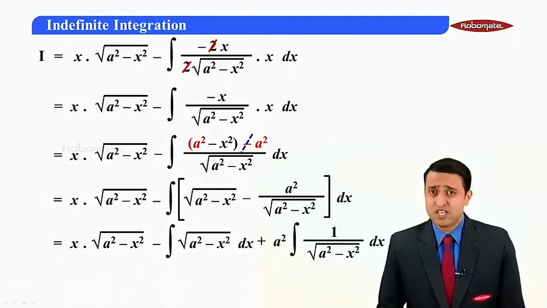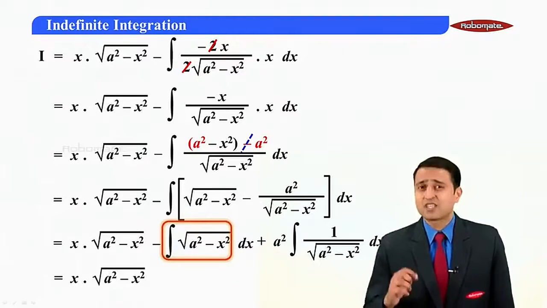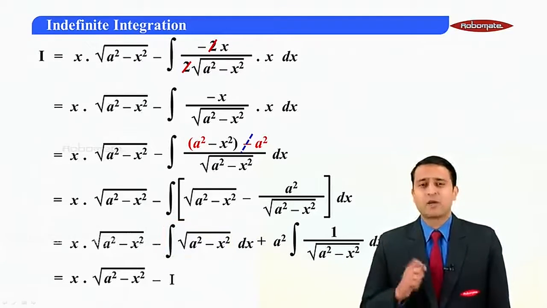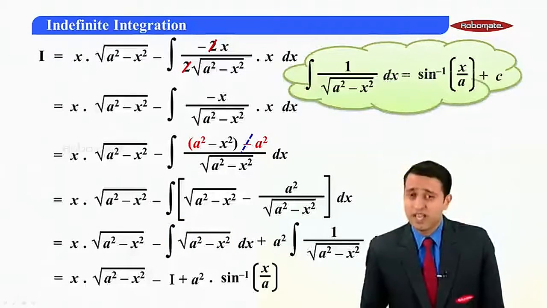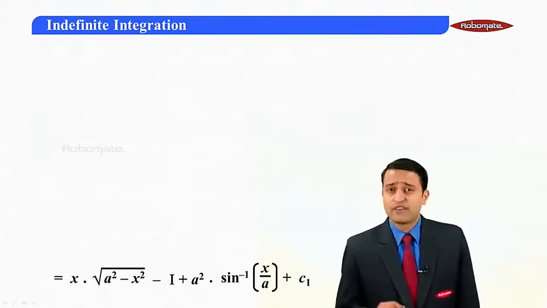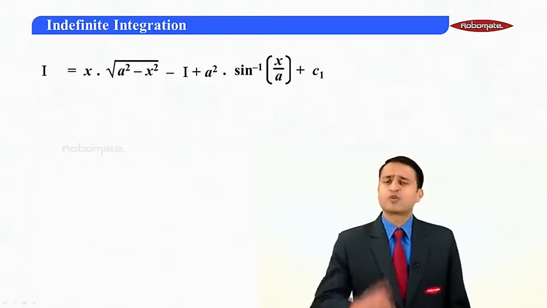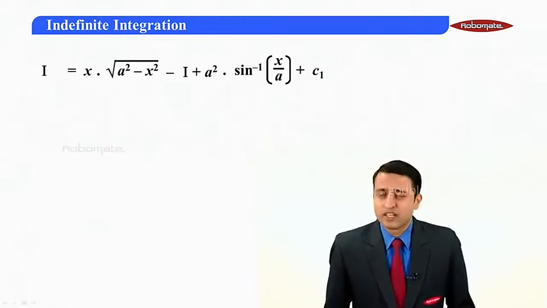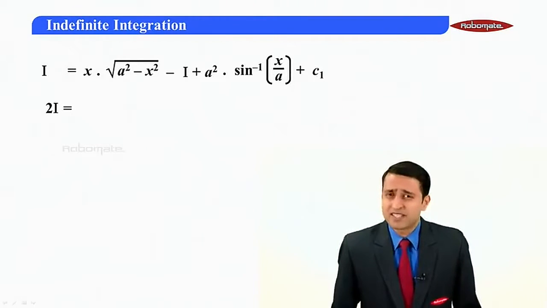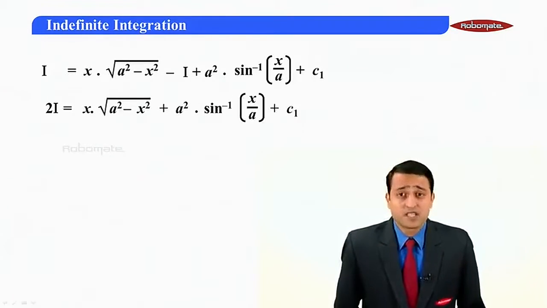Is that okay, my dear students? So let us write x into root of a square minus x square minus, can I say this integral root of a square minus x square is nothing but I. So let's write I here, and plus a square sine inverse of x by a plus c1. Correct? Now my dear students, we want the value of I. So let's take this step for reference. Can I say the left hand side is I, the right hand side also has I. So let's collect the I terms together. So on the left hand side, can I write 2I? The right hand side remaining the same as x into root of a square minus x square plus a square sine inverse of x by a plus c1.